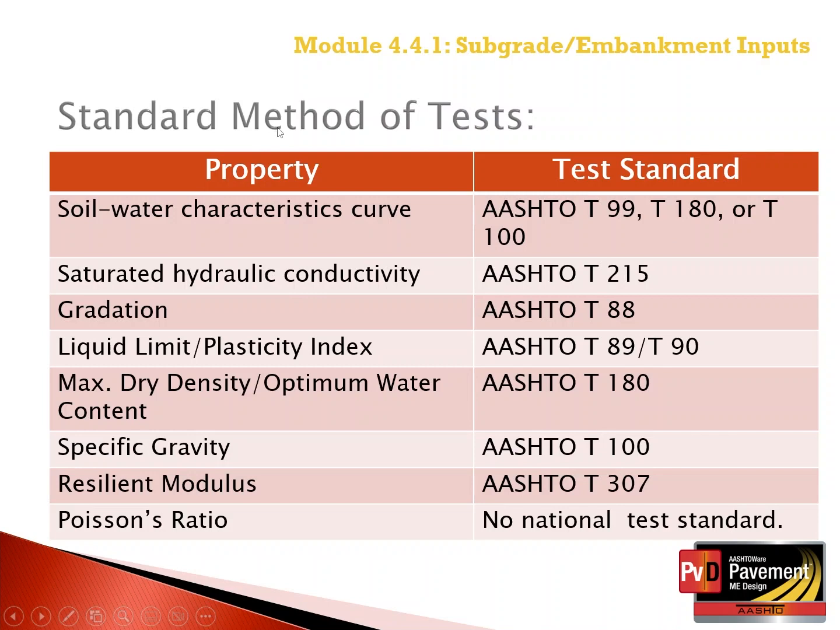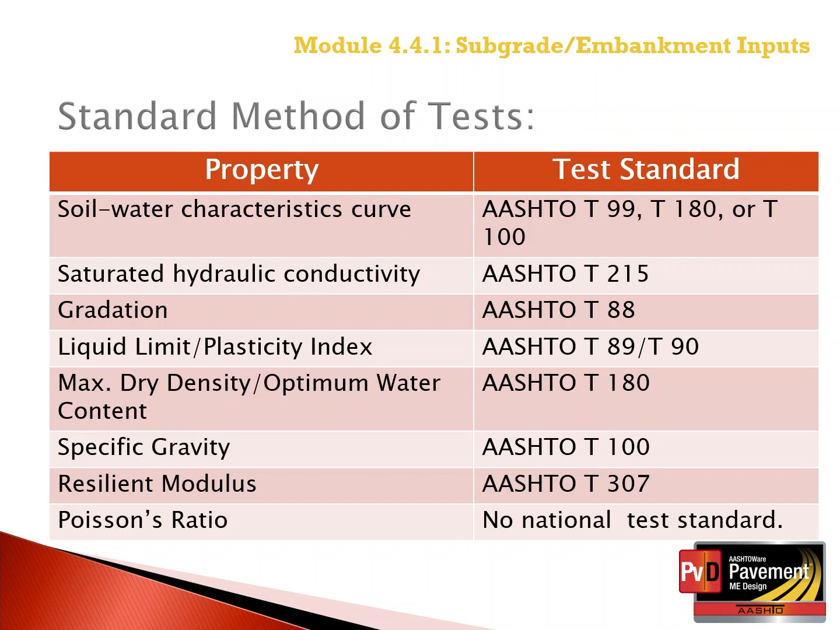This slide shows a summary of the standard methods of test, the property, and then the test standard that's used to measure those properties for those that we have already discussed. So again, remember, the average values are used within a design segment from each of the test methods. One item to note, Poisson's ratio, there's really no national test standard, so it's typically suggested that the default values be used.